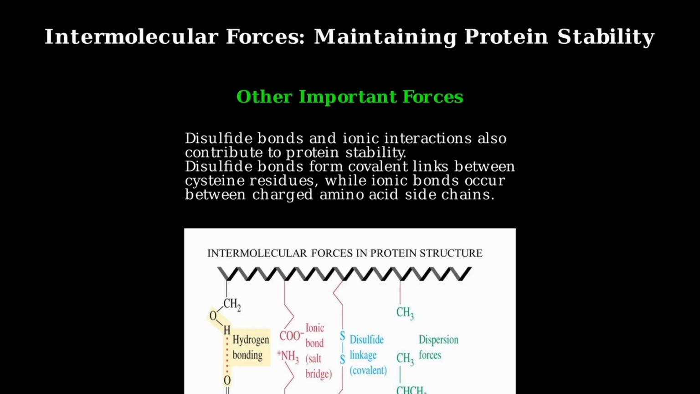These various intermolecular forces work together in a delicate balance to determine how proteins fold into their functional three-dimensional structures. Understanding these forces is essential for appreciating protein stability and function.